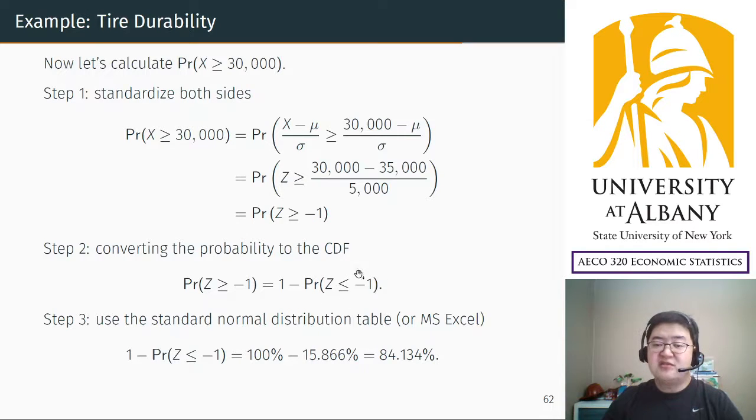You find this from Excel. And if you enter minus 1 in Excel, then you get 15.866%. And then take 100% minus that probability, which is the probability we wanted. So 84% of tires last longer than 30,000 miles. That's what we learned here.